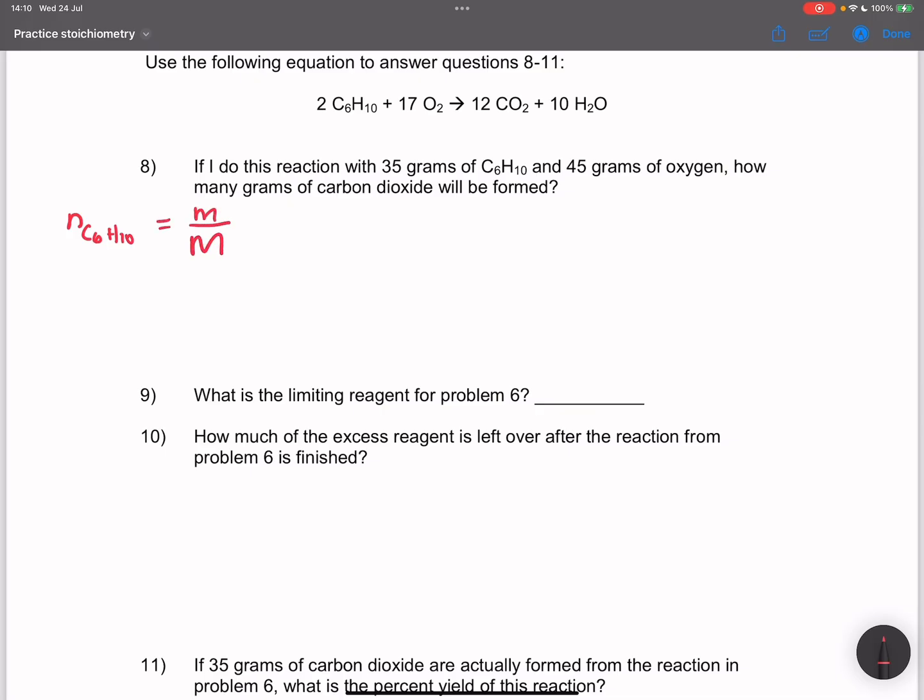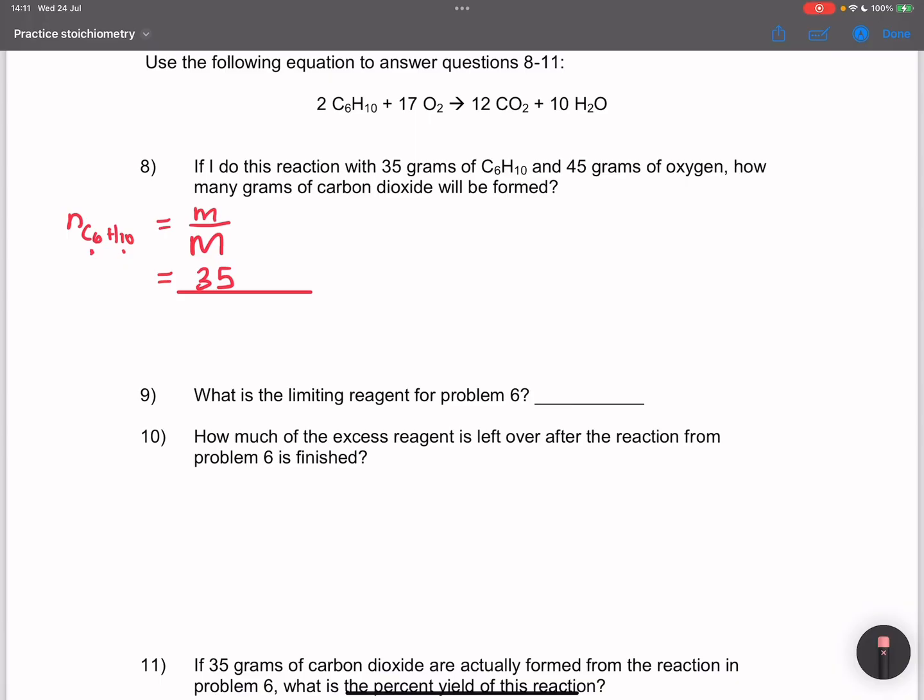Remember, we're given 35 grams. And so for the molar mass, we've got 6 carbon atoms and 10 hydrogen atoms. Now, this is the warning that I wanted to give to you. Please do not ever multiply by the coefficient when calculating the number of moles. I'll show you what we use the coefficient for, but you do not multiply by the coefficient to calculate the number of moles.